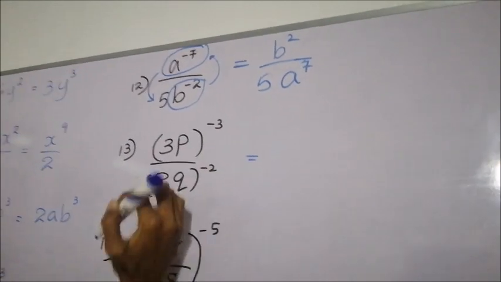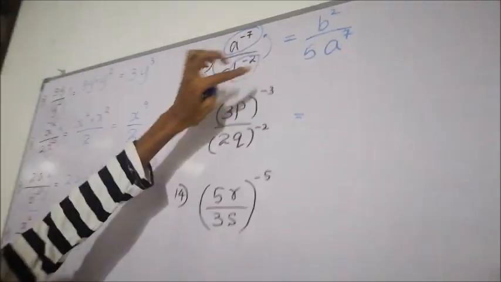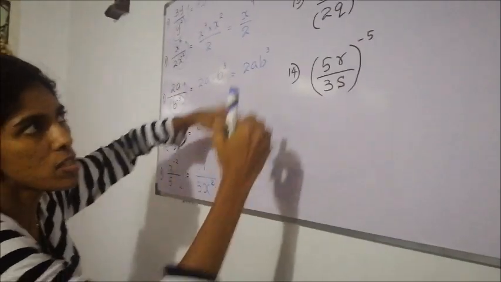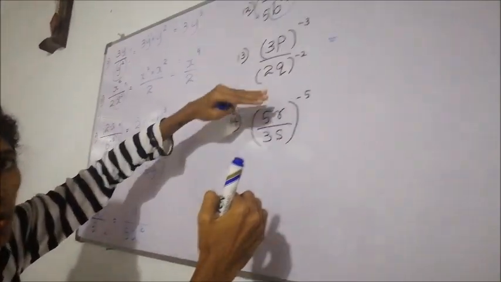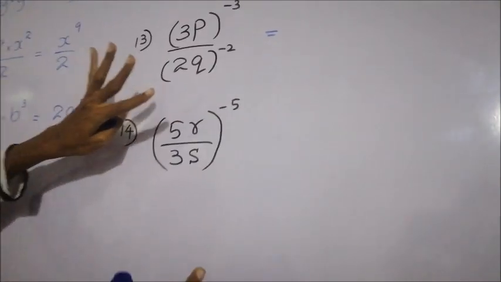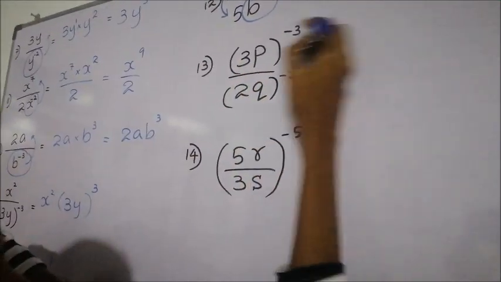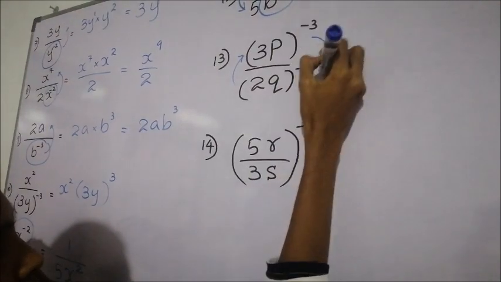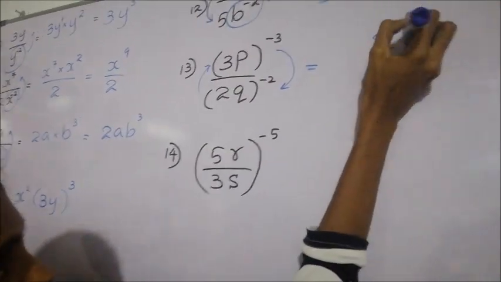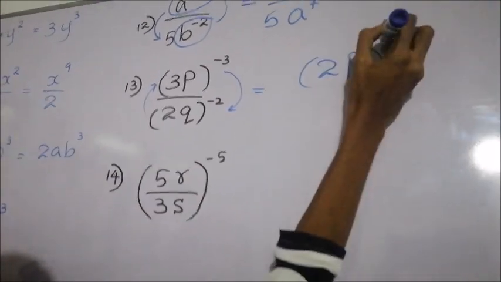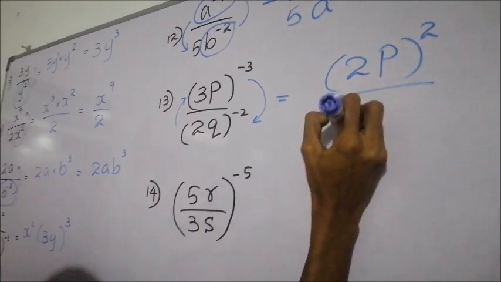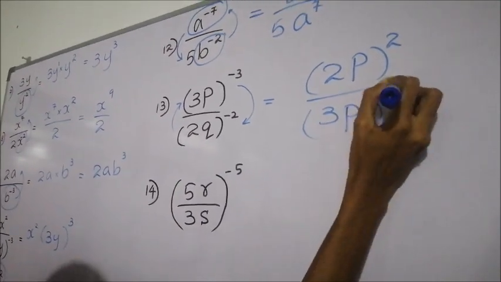Next one. For this whole section, they have put a minus mark. That means the whole section should be moved. We cannot leave 2 or 3 just as they are. Okay. We need to take the full section up. This should go up. This should come down. So we can write it as 2p to the power 2 and 3p to the power 3.